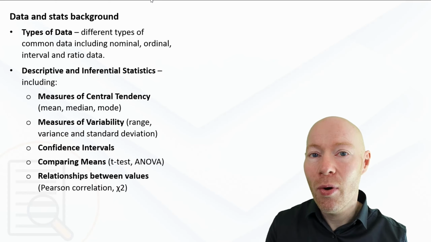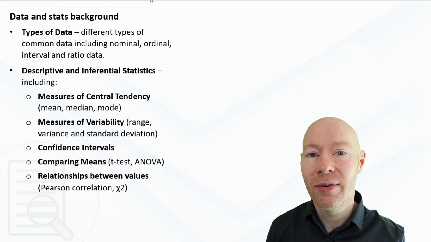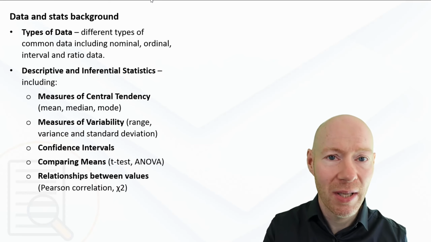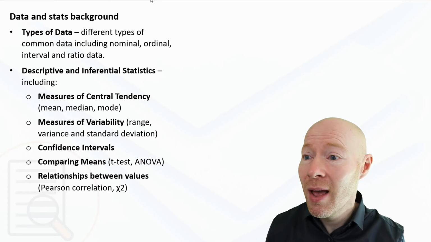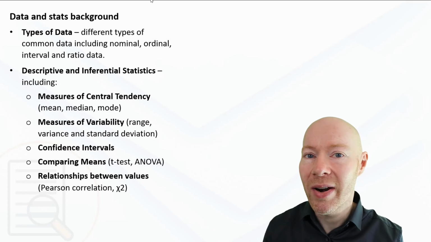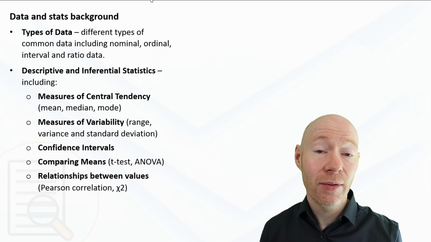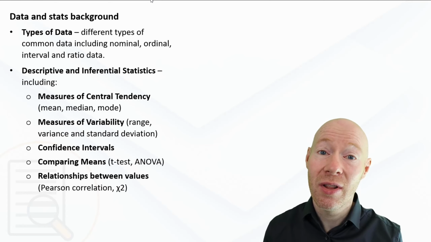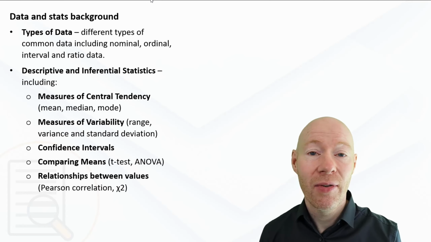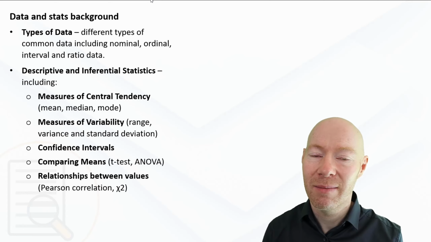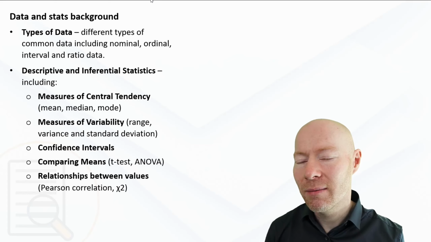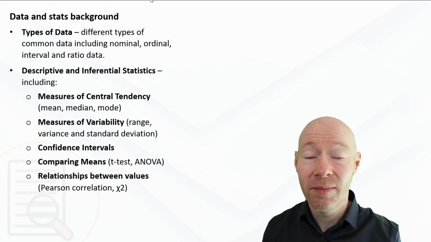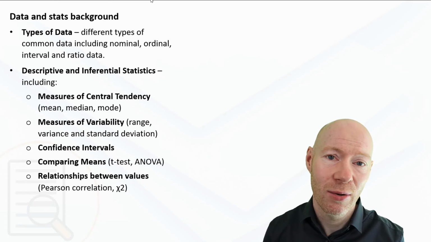After that, we'll go on to have a look at a range of different descriptive and inferential statistics, and that's going to include things like measures of central tendency, means, medians, and modes, measures of variability, like range, variance, standard deviation, confidence intervals. We've already talked about the importance of attaching measures of confidence to the findings that we derive. We'll also have a look at how we can compare means using things like t-tests or ANOVAs, and also then go on to look at some other types of relationship between values, be it their correlation, or if we have non-parametric data, things like a chi-squared test.